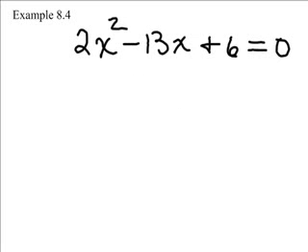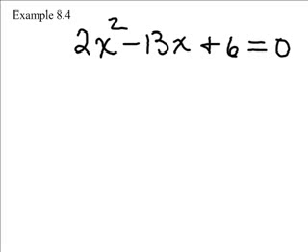All right, in this example, my trinomial is already set equal to 0, so I don't have to move any terms around. But I do have a leading coefficient that's something other than a 1. As you recall, hopefully, from your beginning algebra work, you try to factor that out. But unfortunately, since 13 does not contain a factor of 2, I cannot factor out the 2.